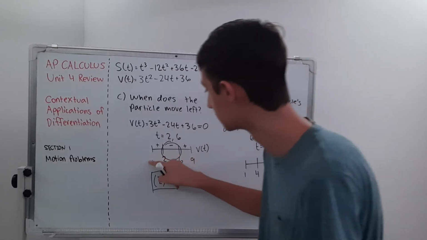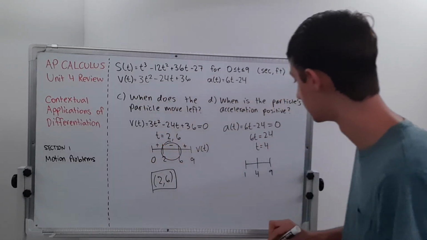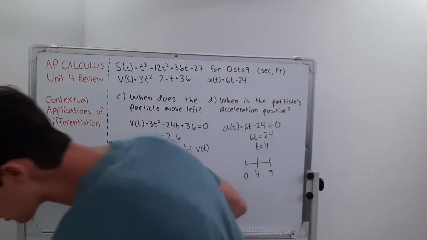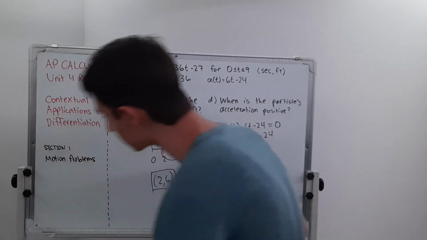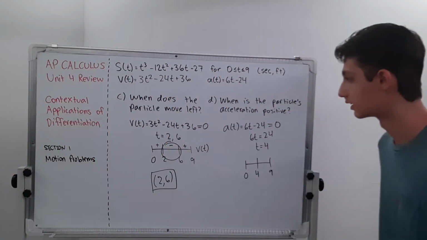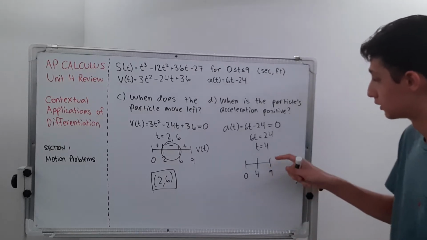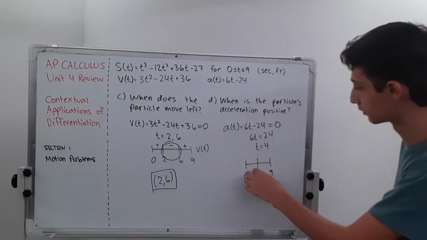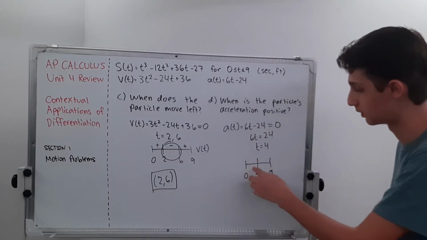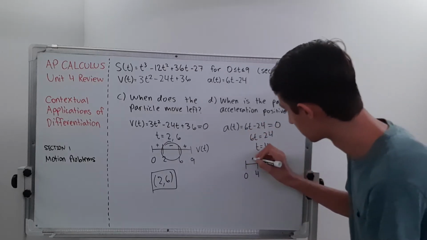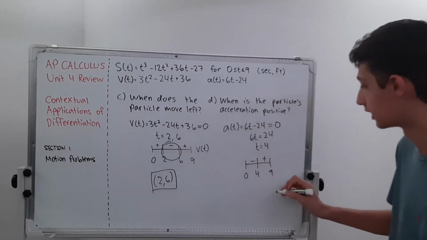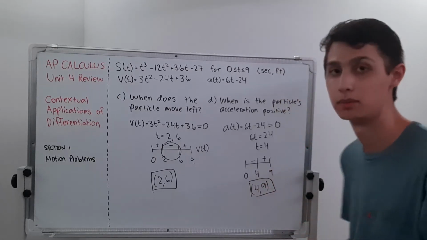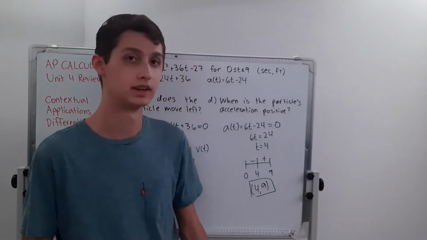Actually, this is between 0 and 9. Sorry about that. So 0 and 9. This is also between 0 and 9. Wait, is it 0 or 1? Yeah, no, 0. Okay, so basically, we just figure out where it's positive. So if we plug in 2, or actually let's say 1, so 6 minus 24, that's a negative number. This is a positive number. So we are positive between 4 and 9, and that is it for that problem. So pretty easy. Let's move on to the next two.